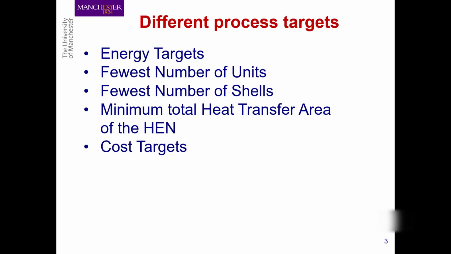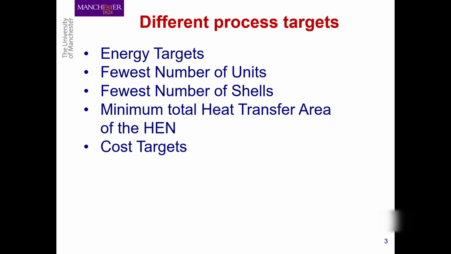Such targets are energy targets. In the energy targets, we find out the minimum energy consumption through external heating and cooling for a certain delta T minimum value. And when we change this delta T minimum value, this energy target also changes, because the delta T minimum value affects external heating and external cooling.